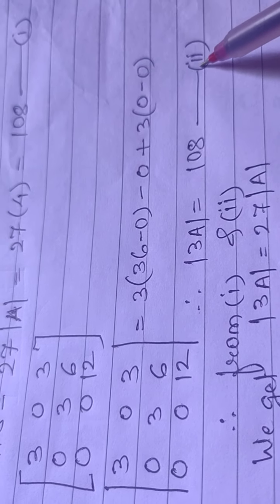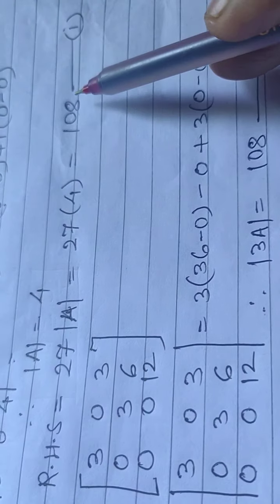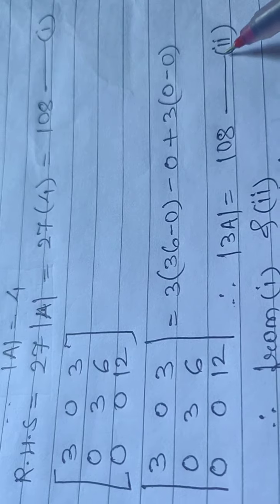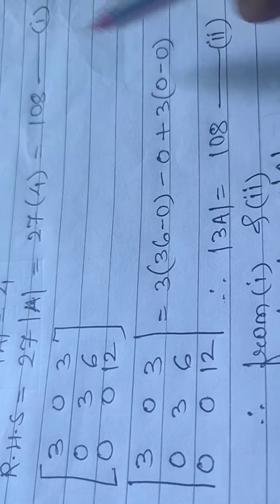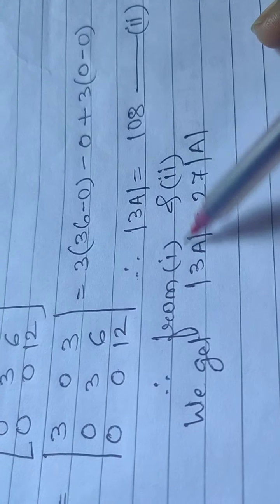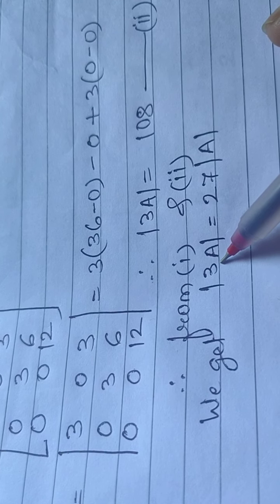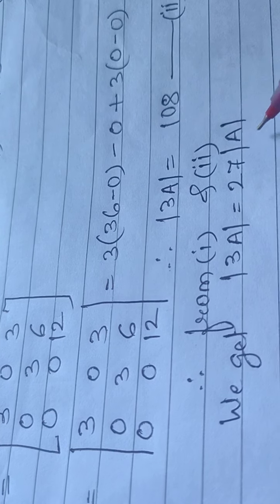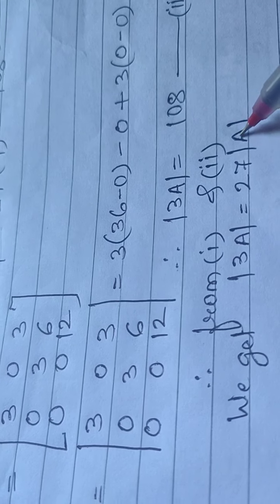So 108, this is equation number 2. See this equation number 1, this is also 108. So left hand side is equal to right hand side. So we can say that from 1 and 2 we get determinant of 3A is equal to 27 into determinant of matrix A, determinant of A.